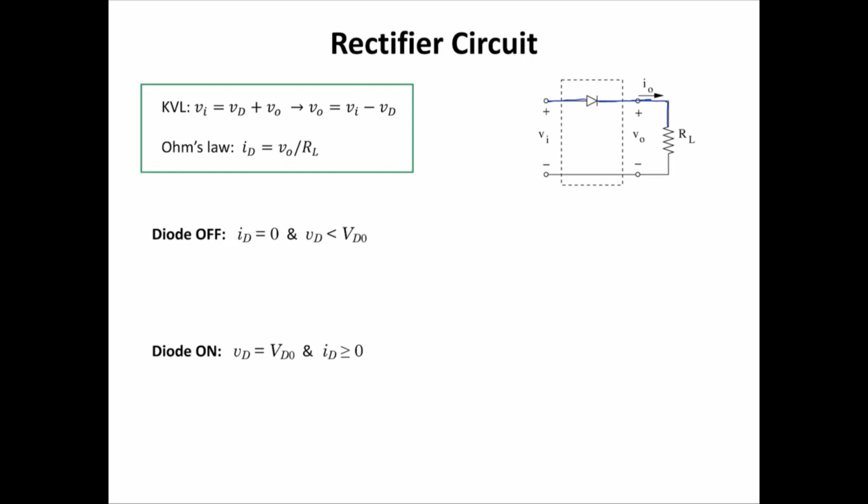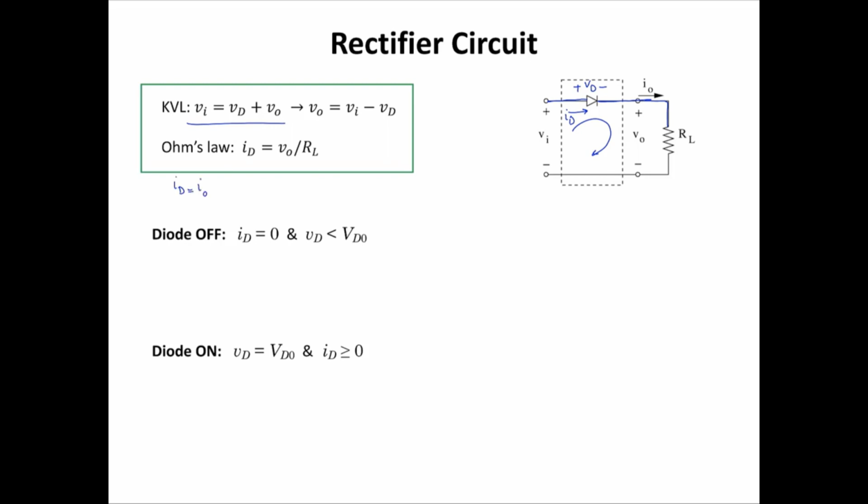I wrote the KVL equation for this circuit. I have this loop in here. I'm going to label voltage across the diode as Vd, and this is the direction of current flow in the diode, ID. And KVL tells me that Vi equals Vd plus Vout. As a result, Vout is Vi minus Vd. Also, using Ohm's law, I know that Vout equals Iout multiplied by RL, and I know that ID is the same as Iout.